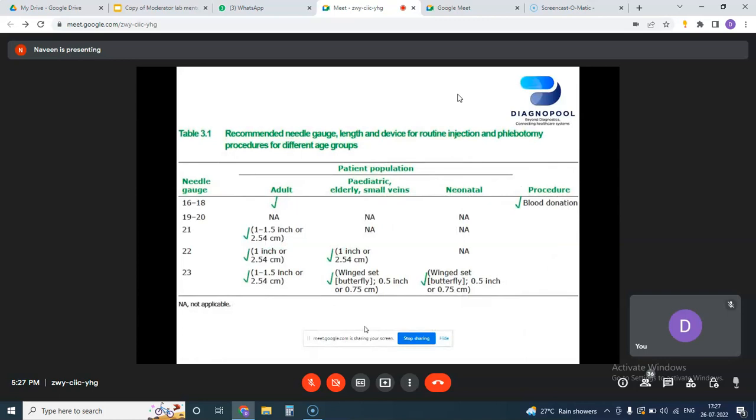So what is the gauge of the needle that we usually use for phlebotomy should always be known to us. It is around 21 and 22 gauge needles that are used in adults, and for the pediatric and neonatal patients, it's around 23 gauge needles.